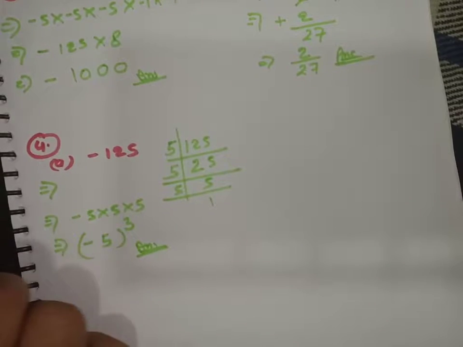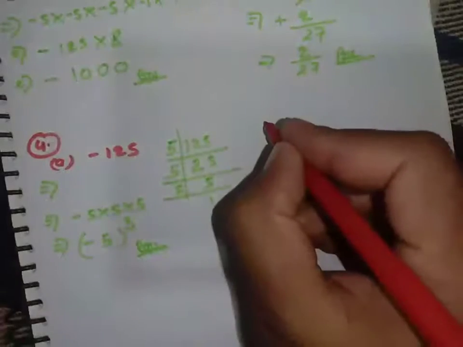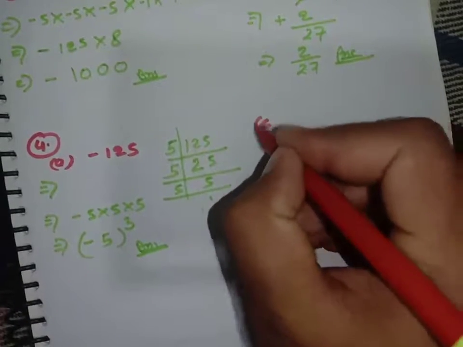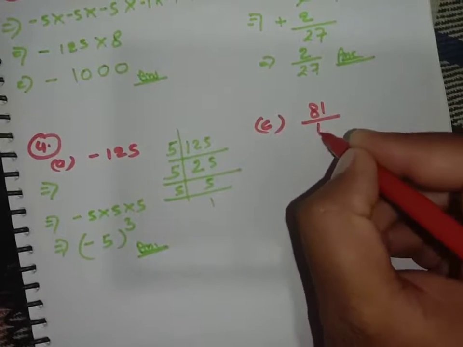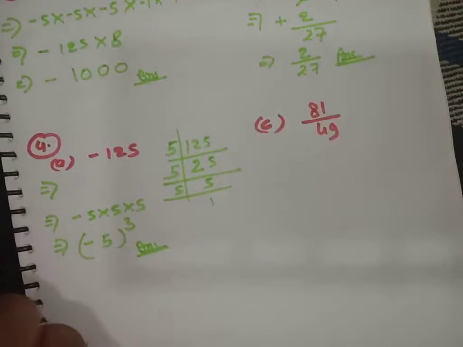Form of exponent. Okay. Any other question? Question number C: 81 by 49.